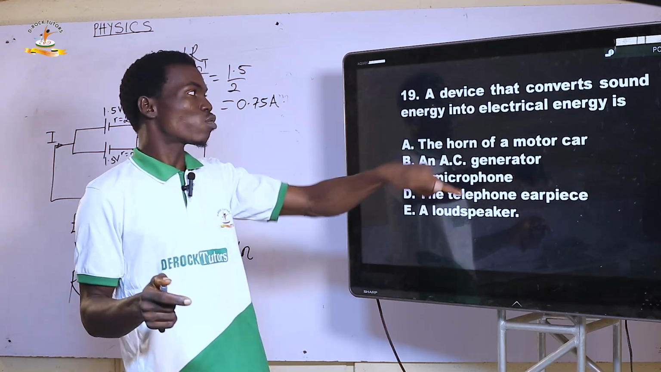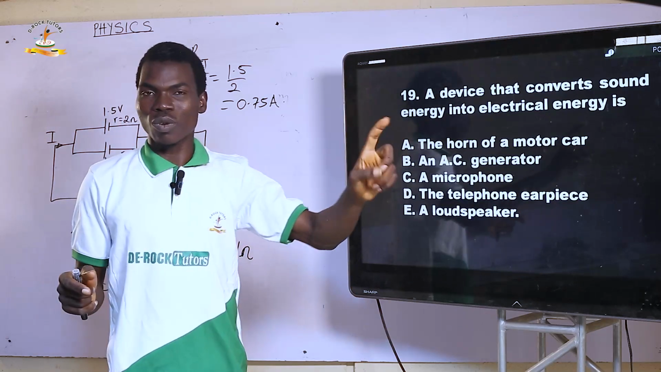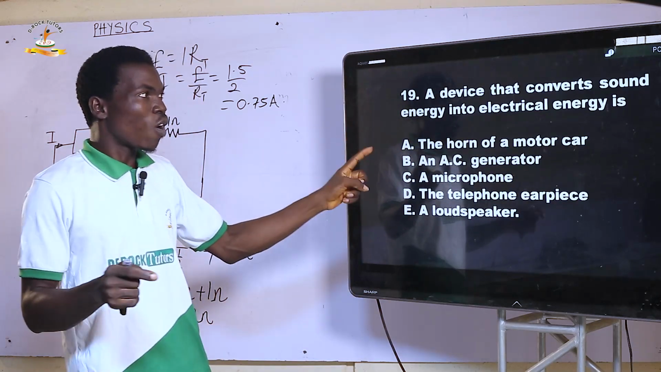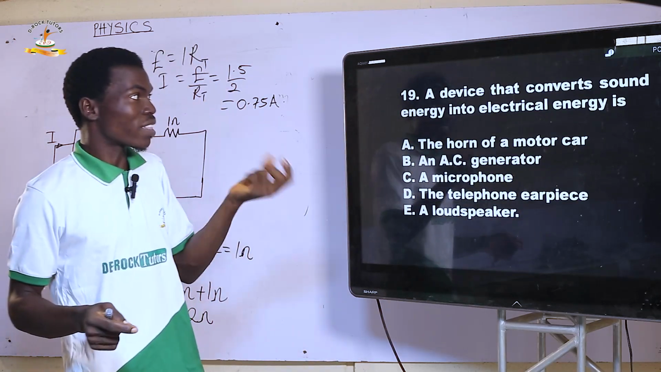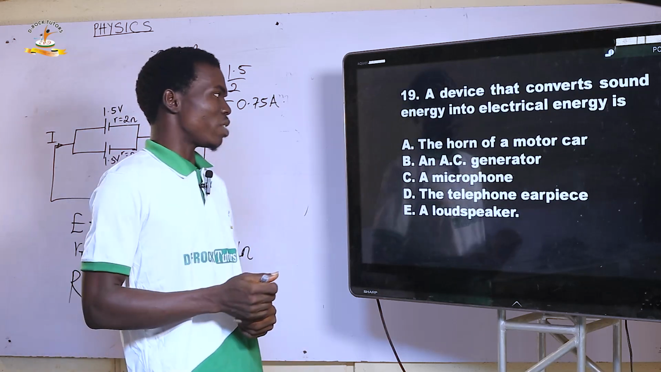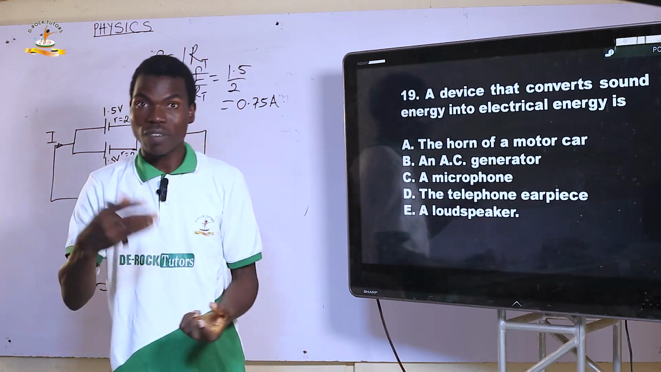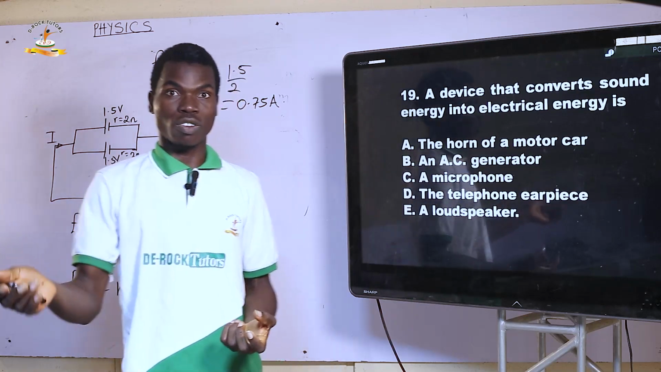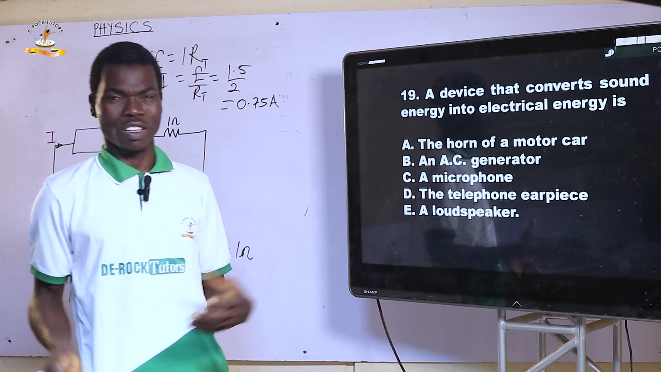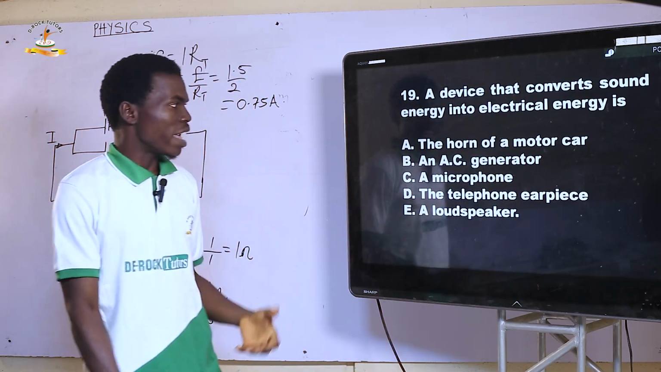However, it says sound energy to electrical. So we don't need the horn, because the horn works on converting electrical to sound energy. B, an AC generator. To an AC generator we give mechanical energy, and it gives us electrical energy. So it converts mechanical energy to electrical energy.